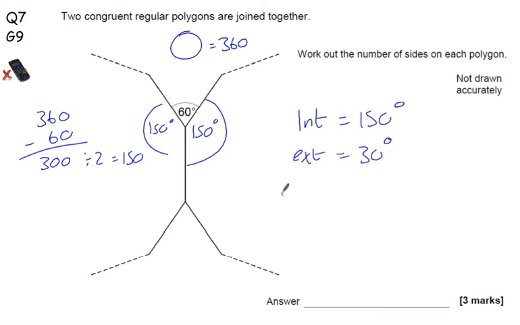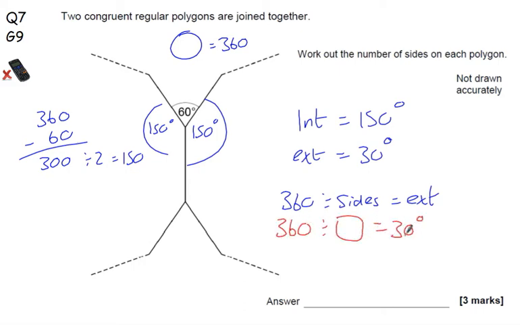These add to 180. And I've got this rule: 360 divided by sides is equal to exterior. So 360 divided by what is 30 degrees. 30 goes into 360 12 times. And there's my answer.